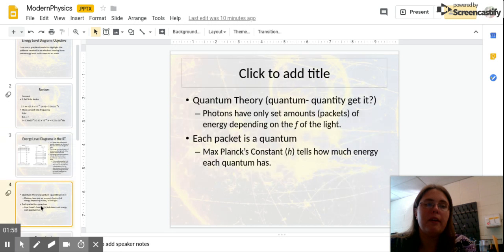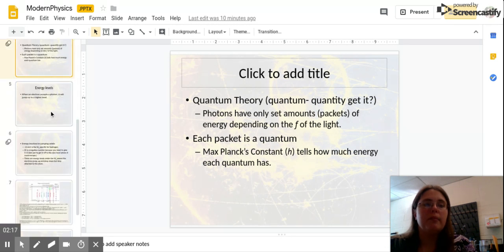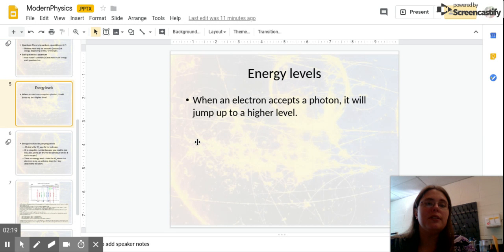Then we have quantum theory, which we haven't talked about much before, but it says that photons have only a set amount of energy depending on the frequency of the light. Each packet is a quantum, and Max Planck's constant, which is the h, tells us how much energy each quantum has. Energy levels: when an electron accepts a photon, it will jump up to a higher level. When it emits a photon, it will jump down to a lower level.